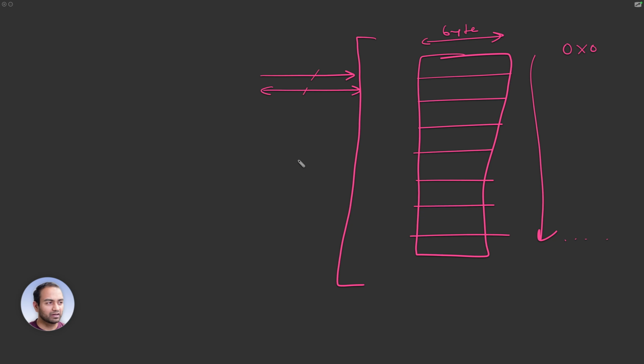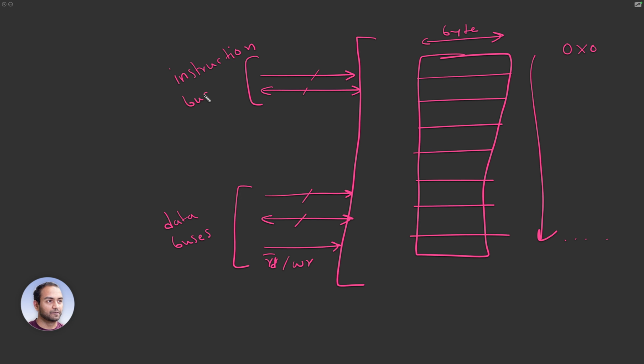Buses are nothing but wires again, a bunch of wires actually. And we said that one of the buses was bidirectional, and the other bus was unidirectional, or one way. And then we mentioned that this is like the data bus, and this we called the instruction bus, right?